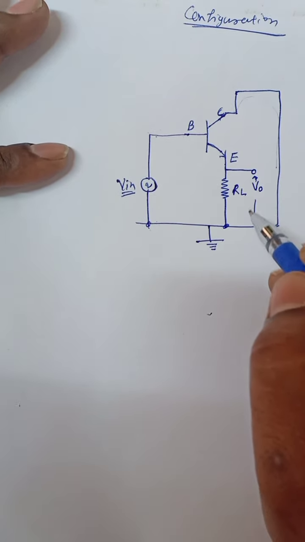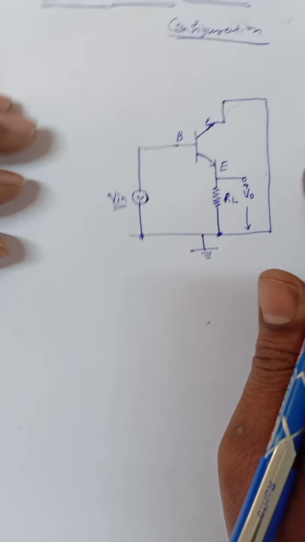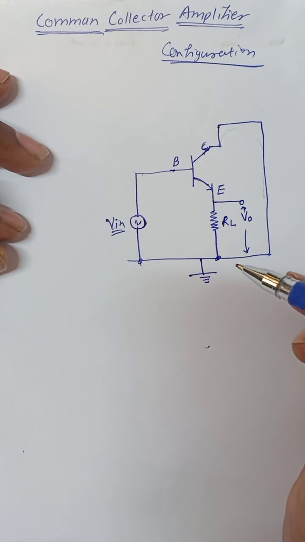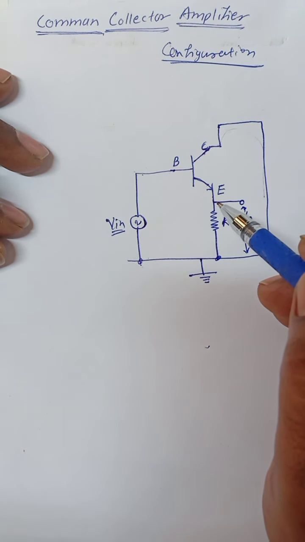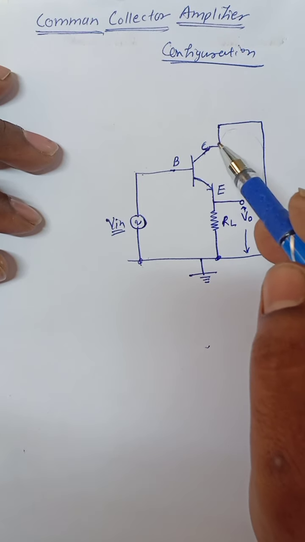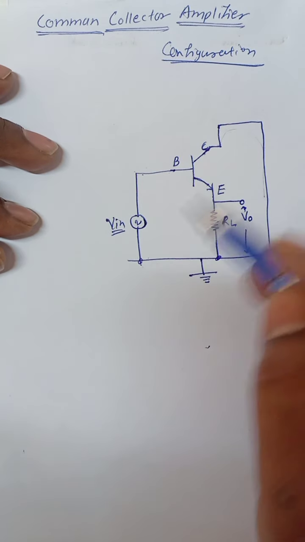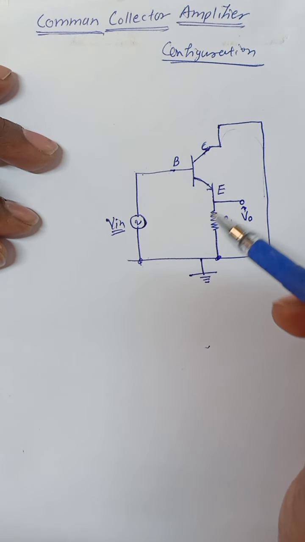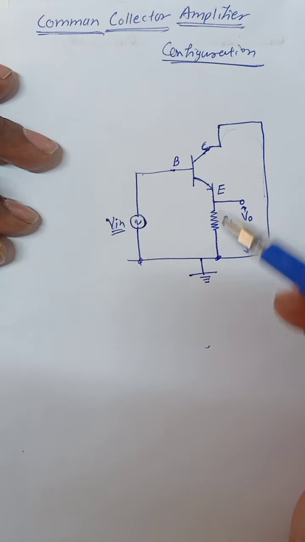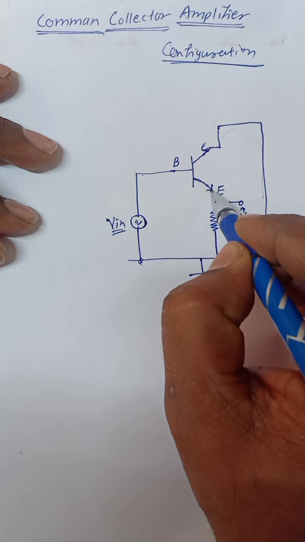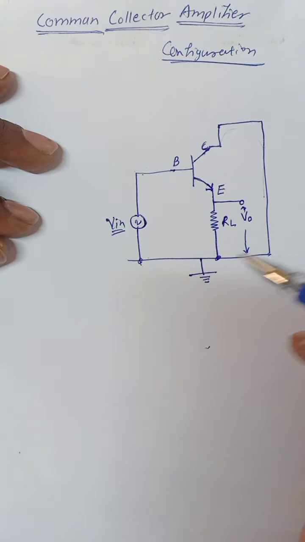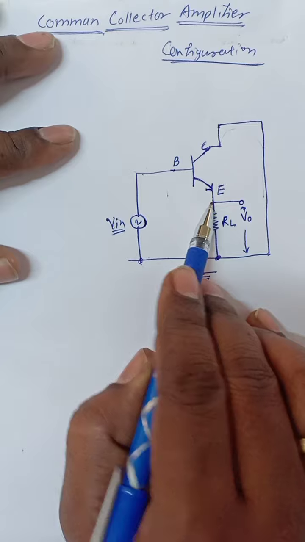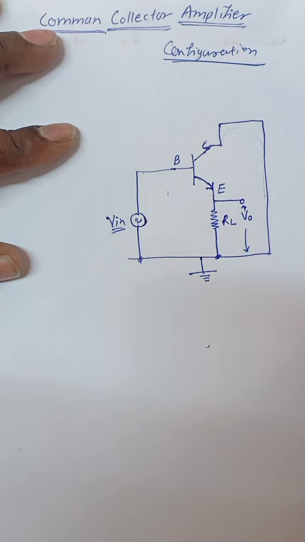Now we are going to apply a DC voltage to bias the transistor. We know that in an amplifier there are two types of signal. The first one is the AC, which is going to be amplified by that amplifier, and the other one is the DC, which is used to bias the transistor. To bias the transistor, we need to forward bias the base to emitter junction and reverse bias the base to collector junction.